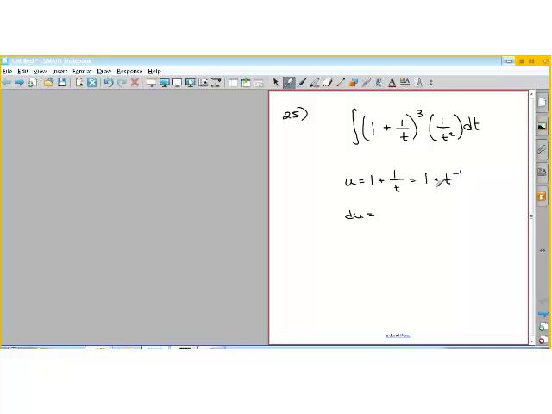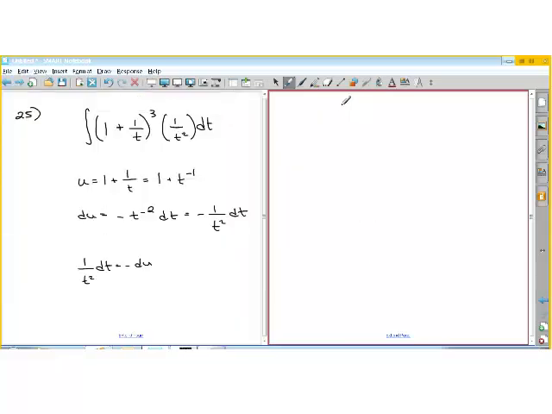So the derivative of 1 is 0. The derivative of t to the minus 1 is negative t to the minus 2. So you take the exponent, negative 1, and you decrease the exponent by 1. And then you multiply by dt, not du. And so that's the same as negative 1 over t squared dt. So what I have is 1 over t squared dt. So I need to solve for that. 1 over t squared dt is equal to negative du.